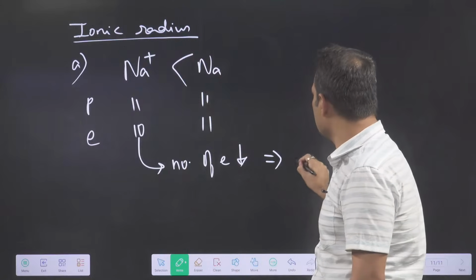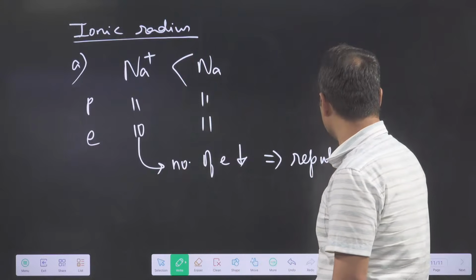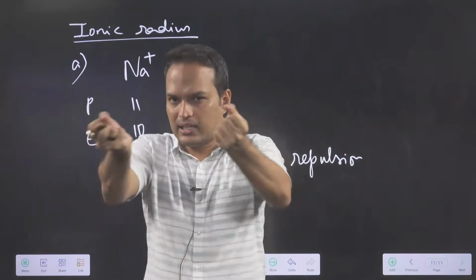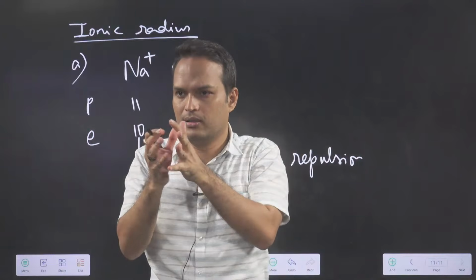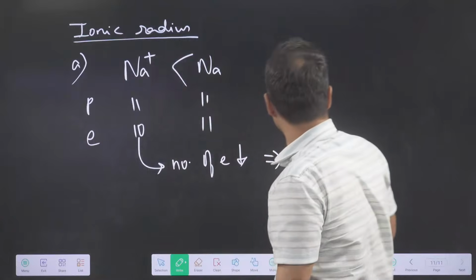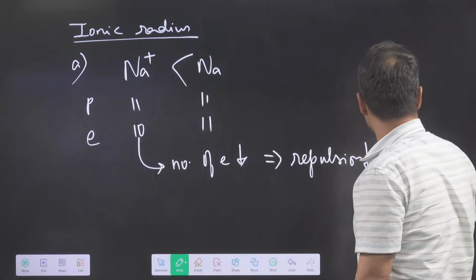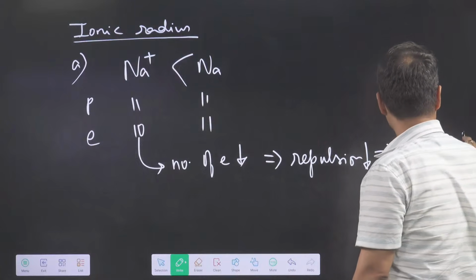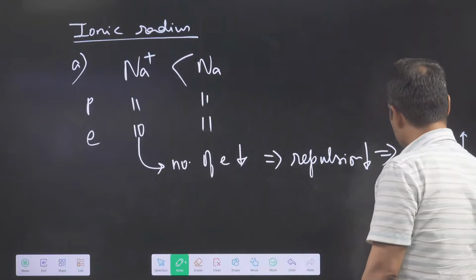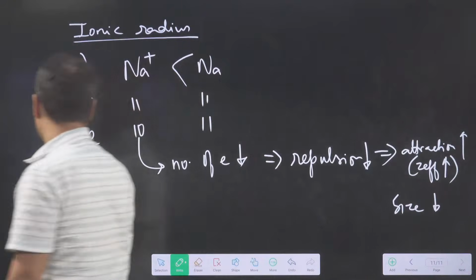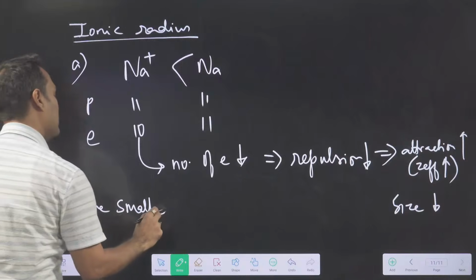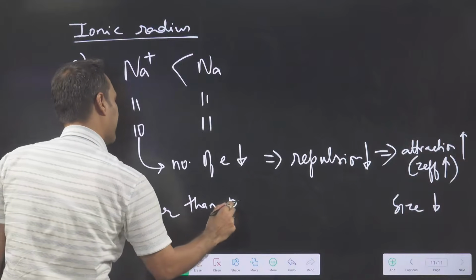Number of electron decreasing means what? You can say, sir, repulsion decreasing. Electron repulsion, big size. Attraction, less size. Electron gone means repulsion is less. Repulsion is less, that means what? Attraction is more. Attraction increases, you can say Z effective increases, that means size decreases. So cations are smaller than parent atom. I can conclude now, cations are smaller than parent atom.